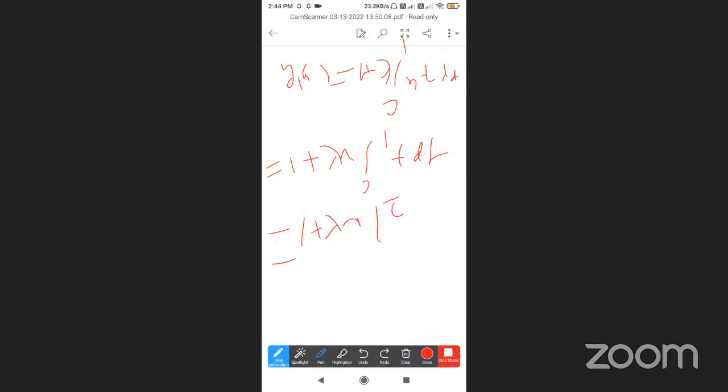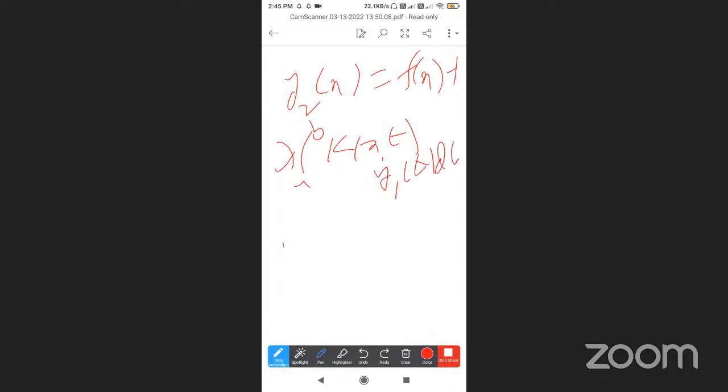So y1 of x is equal to 1 plus lambda times the integral from 0 to 1 of x t, where y naught of x is equal to 1, dt. So 1 plus lambda times x, which is a constant, times the integral from 0 to 1 of t dt. The integration of t is t square by 2, with limits 0 to 1, which gives 1 by 2. So this is 1 plus lambda x by 2. This is y1 of x.